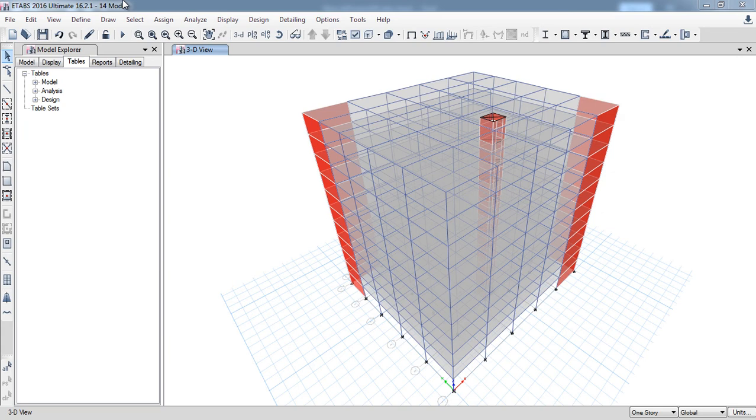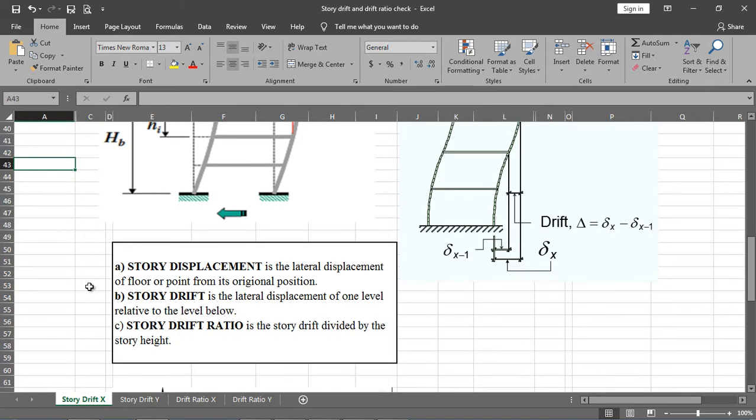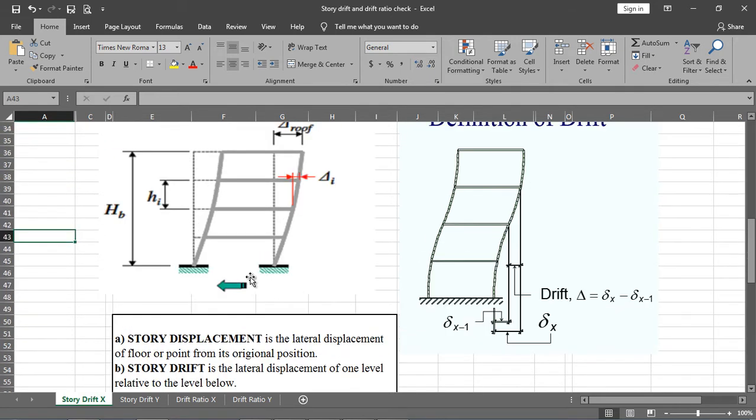In this lecture, I will discuss story displacement, story drift, and story drift ratio. First of all, story displacement is the lateral displacement of a floor or point from its original position. For example, here is a 4-story building: 1, 2, 3, 4-story building.